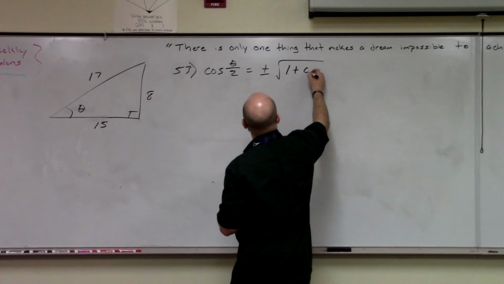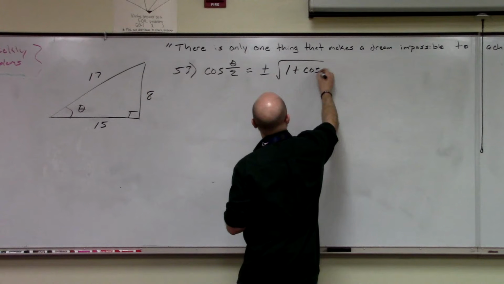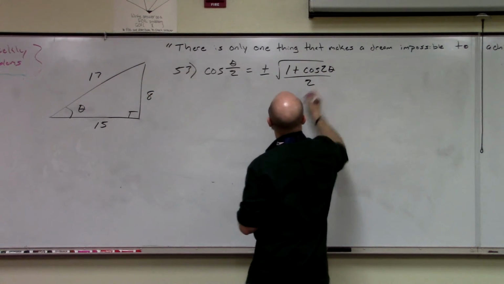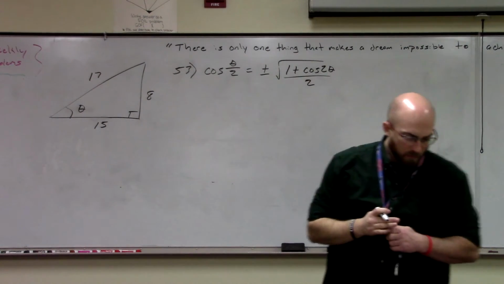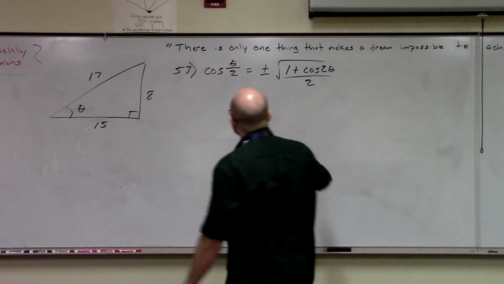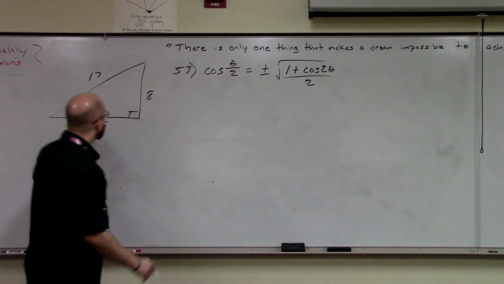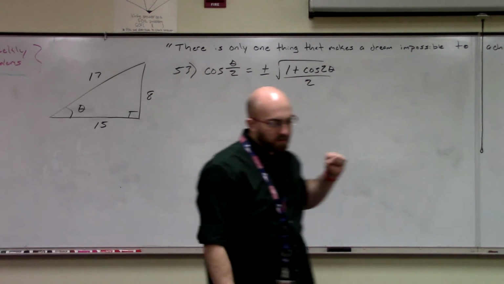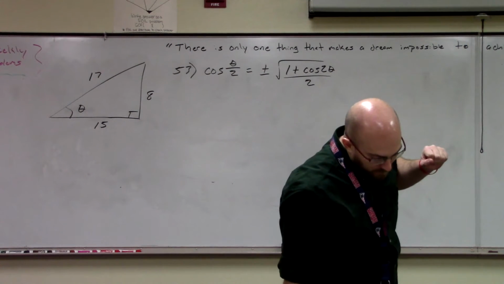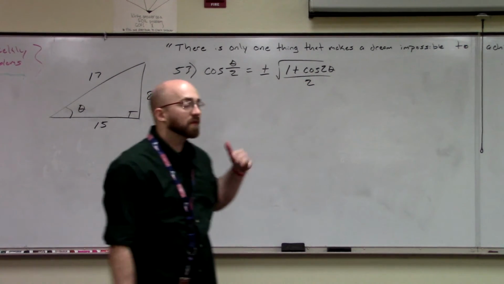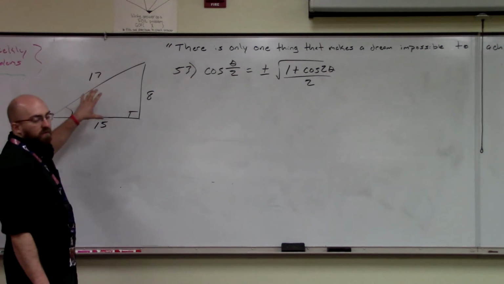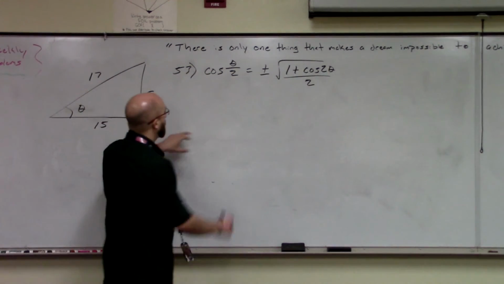1 plus cosine 2 theta all divided by 2. Again, it's plus or minus, but it depends on what quadrant theta over 2 lies in. We have only positive values, so that's going to be quadrant 1. Therefore, we only have a positive answer.